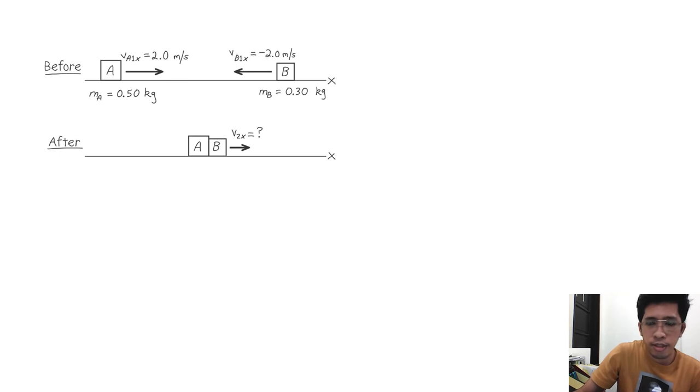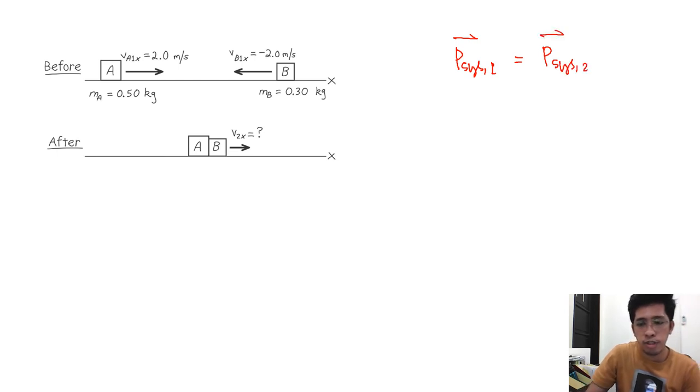So let's solve the problem. Just from the law of conservation of momentum, your P system 1 before collision should be the same as your P system 2 after collision, meaning your momentum before collision should remain the same after your collision. Since this is a one-dimensional problem, we only have the x-axis, and we have two bodies, so we have two terms, one for each body.